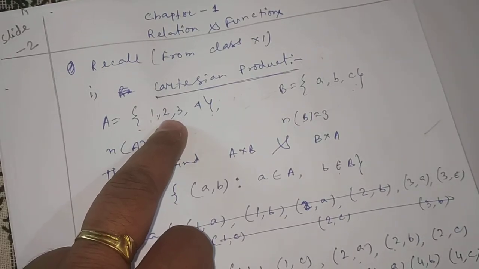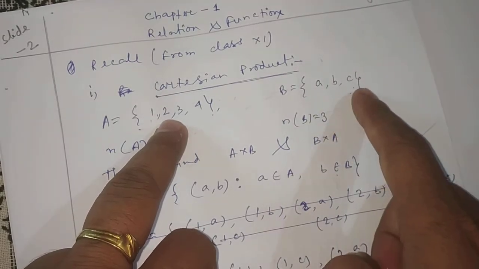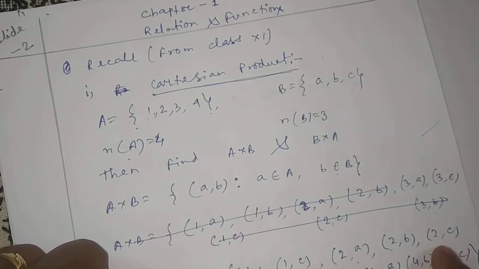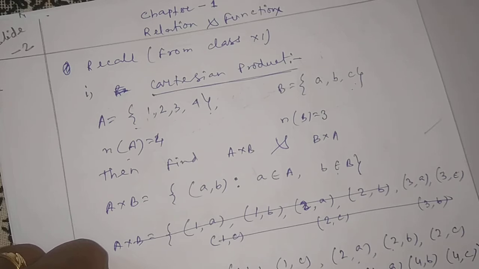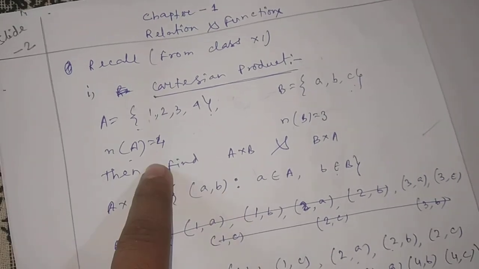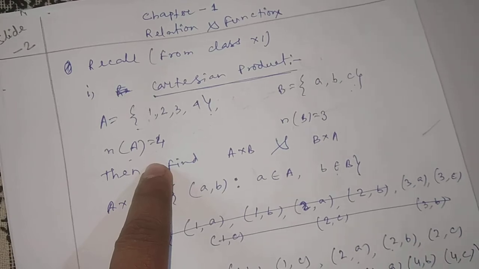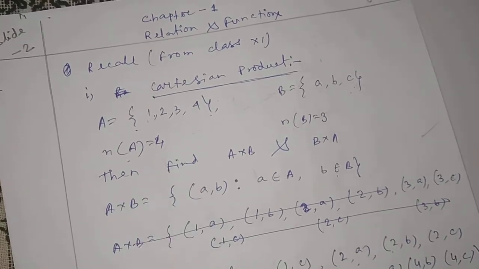Similarly, 2 will make ordered pairs with A, B, C. Then we get 2A, 2B, 2C. Similarly, 3 will make 3A, 3B, 3C, and 4 will make 4A, 4B, 4C. In this way, you have to make the Cartesian product A cross B.